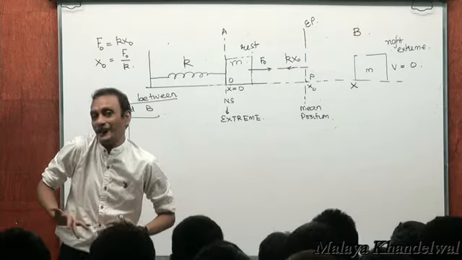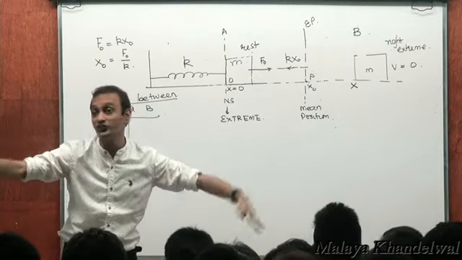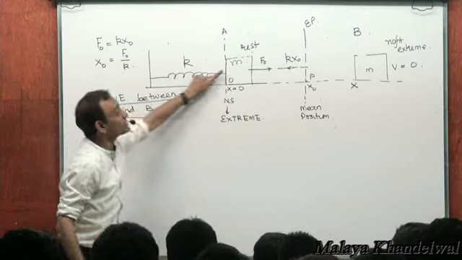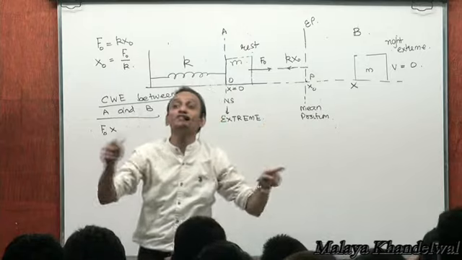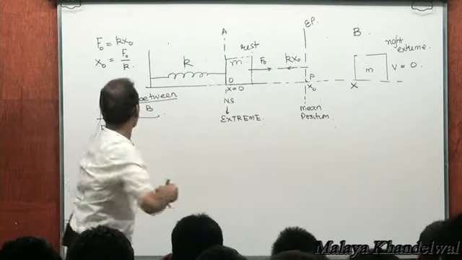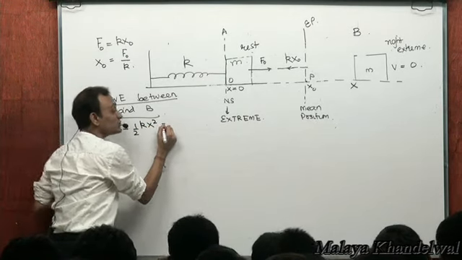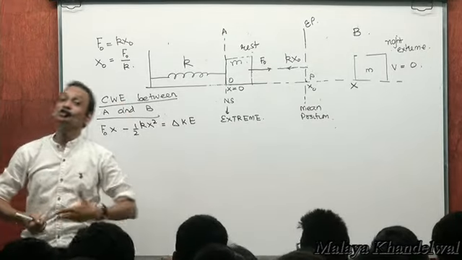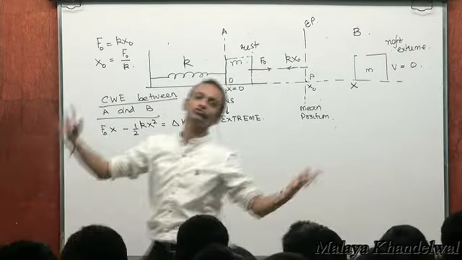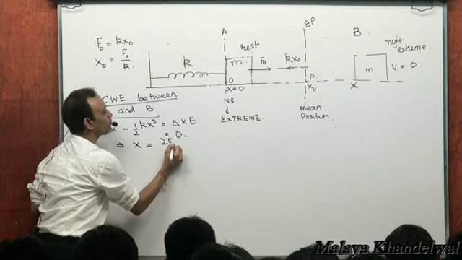Minus half kx squared, negative of the change in elastic potential energy, right? That's the work done by the spring force. Elastic potential energy is 0 here and is half kx squared here. And negative of that change would be minus half kx squared. And this must be, from the work energy theorem, the change in kinetic energy. What's the change in kinetic energy? 0. It starts from rest and goes to rest. So, x then turns out to be 2f naught by k.